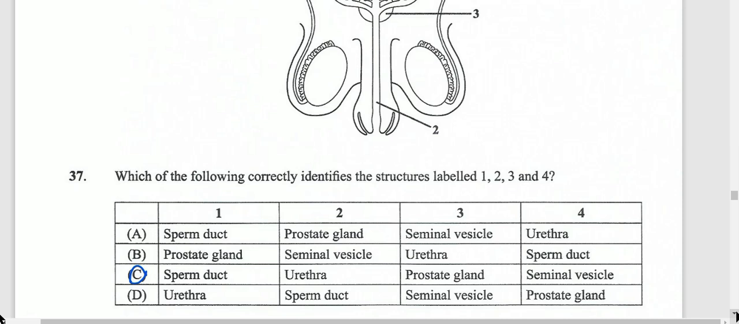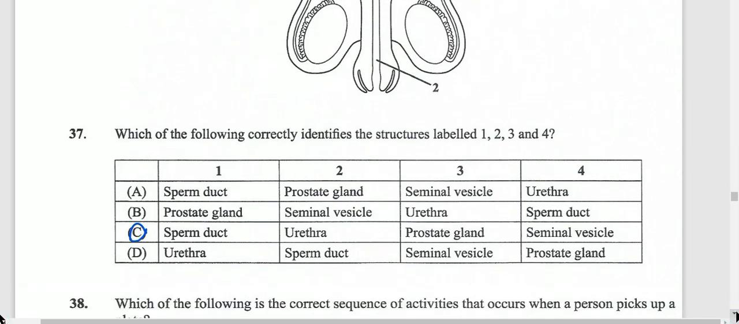Our answer for 37 is of course C. Sperm duct for number 1. 2, urethra, that's the one going through the penis, and of course prostate gland for 3, and then we have the seminal vesicle. So of course 37 is C.